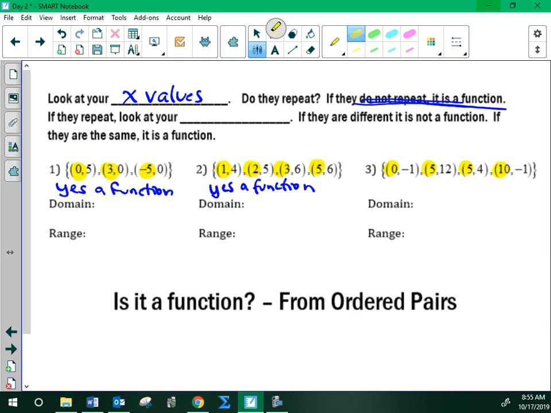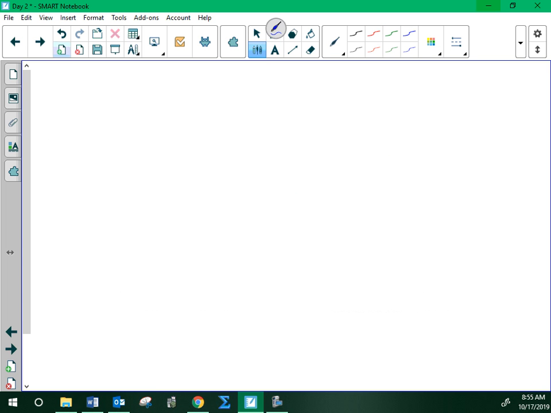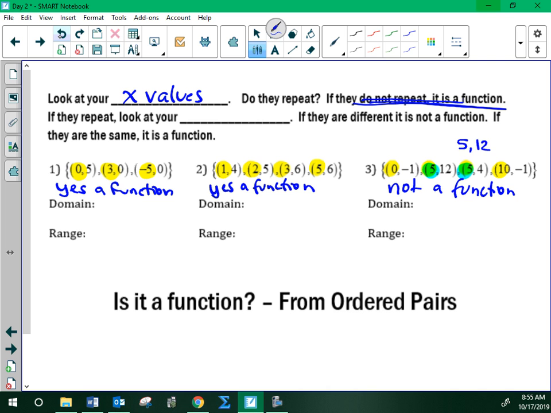Now, just because it repeats doesn't automatically mean it's not a function. We need to look and see. Our repeaters, do they have different y's? If they've got different y's, that's an issue, not a function. If they have the same y's, then that's okay, because all it's doing is just listing the same point twice. So it's a function. You gotta watch out for those weird ones. What if this said 5,12 instead of 5,4? This would still be a function because it's just the same thing repeated twice. They're not different y's, it's the same one. But since they are different y's, then it's not a function. Alright. So if they repeat, look at your y values. If they are different, it's not a function.